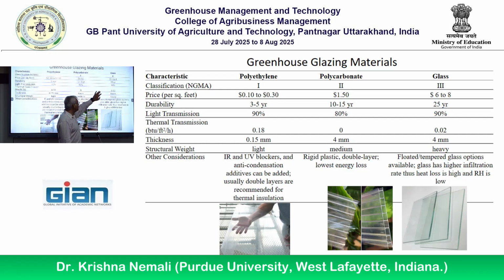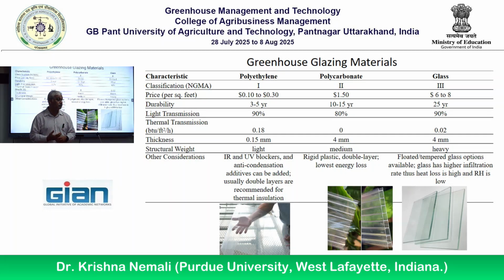But 90, I would say this can be a little lower, 85% for polyethylene, about 75 to 80, 90 for glass. So with glass, you put more money, it gives you more life, but also a lot more light transmission. This is the reason why Venlo style greenhouses are covered with glass, because crops like tomatoes and peppers need a lot of light.